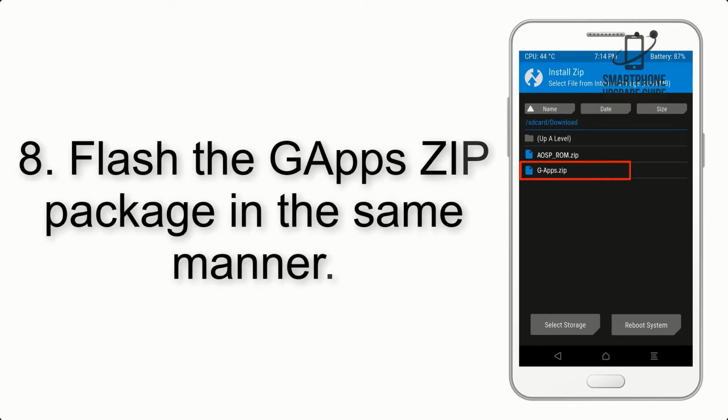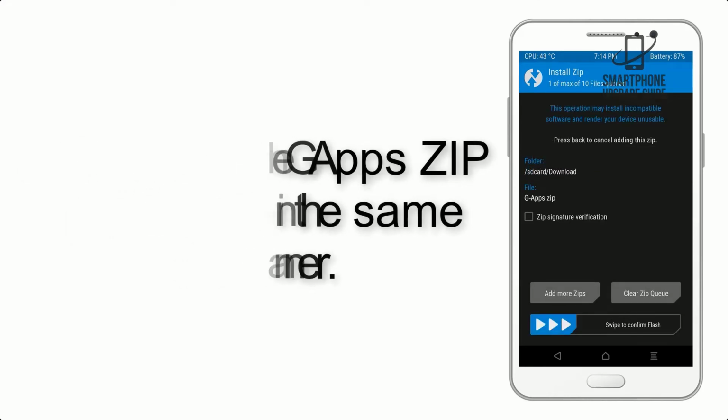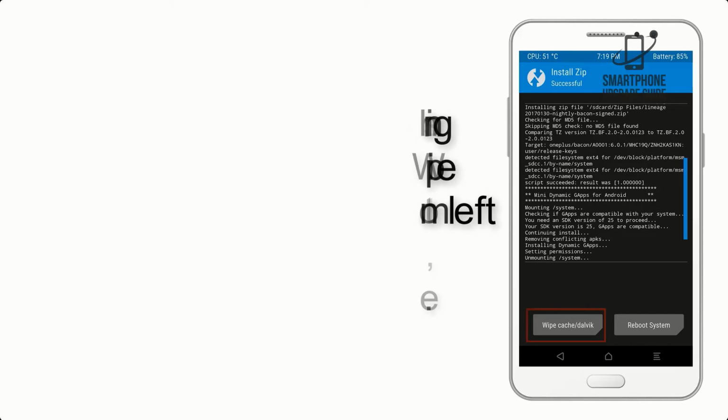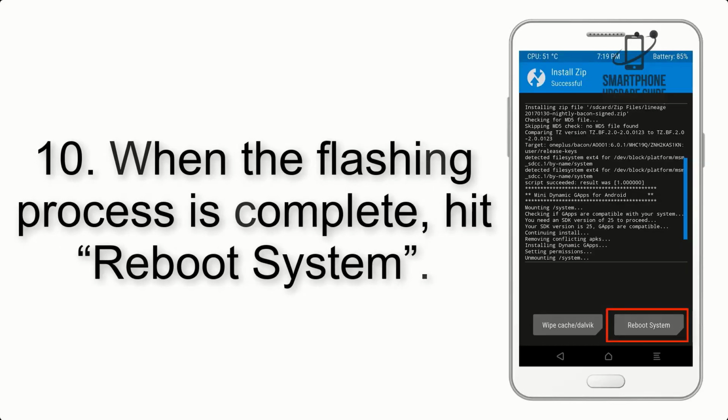Step 8. Flash the GApps zip package in the same manner. Step 9. After GApps flashing completes, select Wipe Cache and Dalvik from the bottom left side of the screen, and swipe to wipe. Step 10. When the flashing process is complete, hit Reboot System.